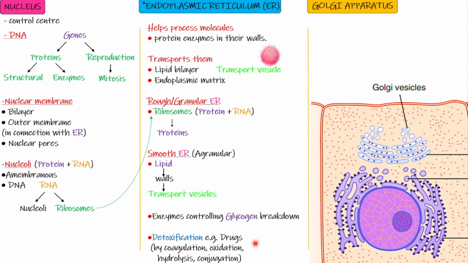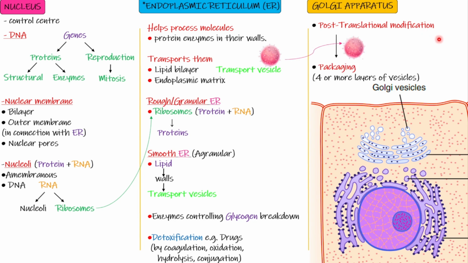Now let's move on towards Golgi apparatus or Golgi bodies. One function of Golgi apparatus is post-translational modification. So what is translation? Translation is the formation of the proteins. When the proteins are formed on ribosomes and sent to the Golgi apparatus in the form of transport vesicles, the Golgi apparatus will do post-translational modification of these proteins.